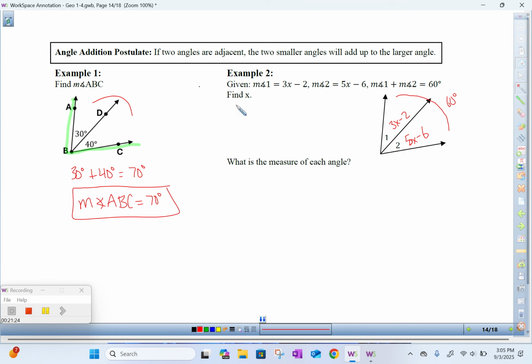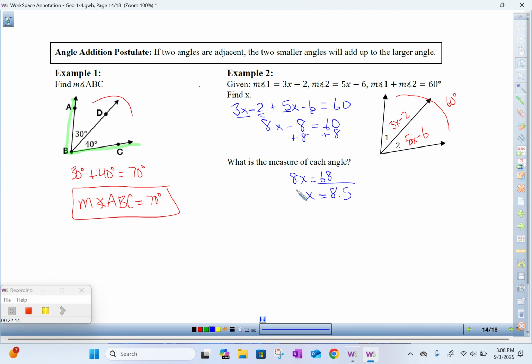So setting it up the same way we have been with the other algebra problems, we're going to say 3x minus 2, smaller angle, plus 5x minus 6, other smaller angle, equals the larger angle, which we just decided was 60. We'll combine our like terms, 8x, and then negative 2 and negative 6 is negative 8, equals 60. Add the 8 over, so 8x equals 68, and then x equals 8.5.